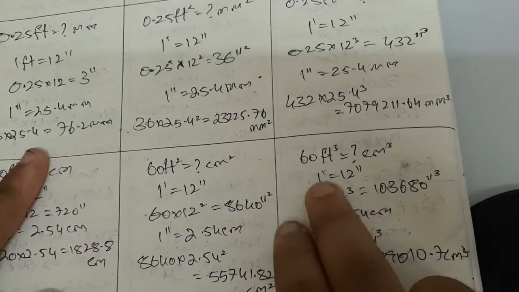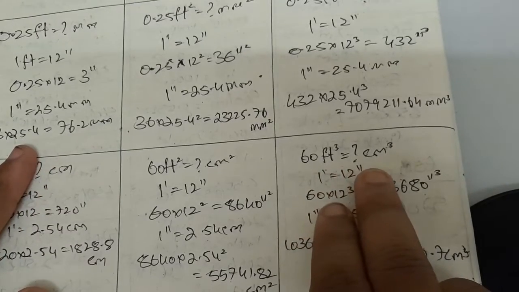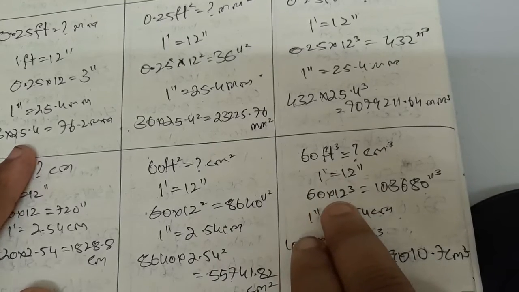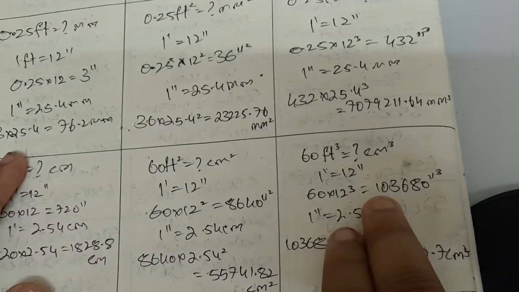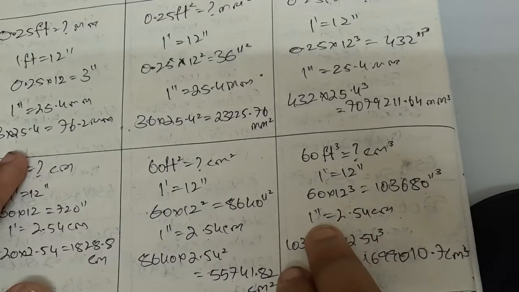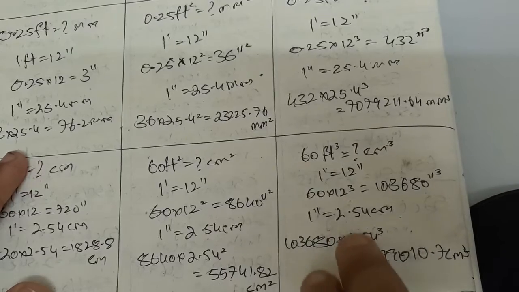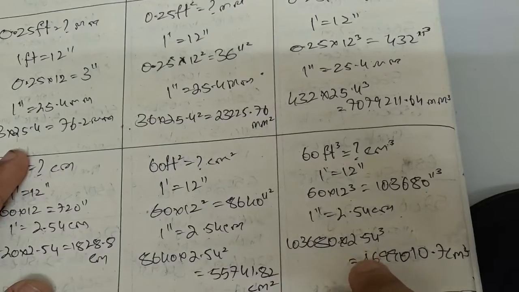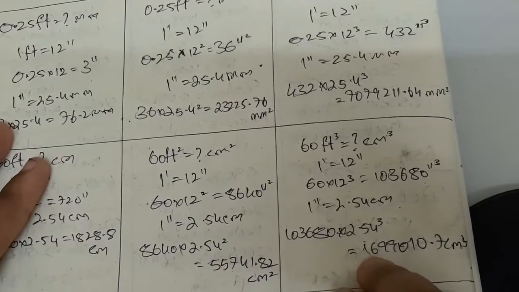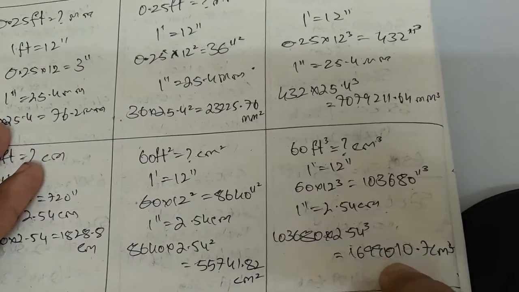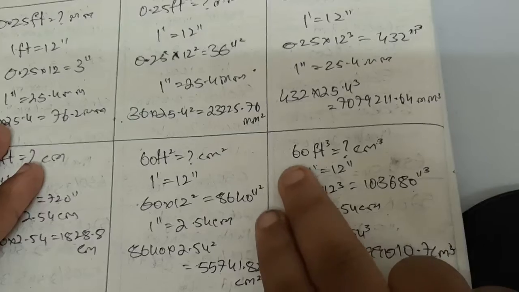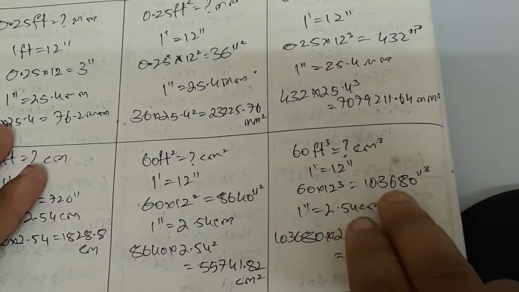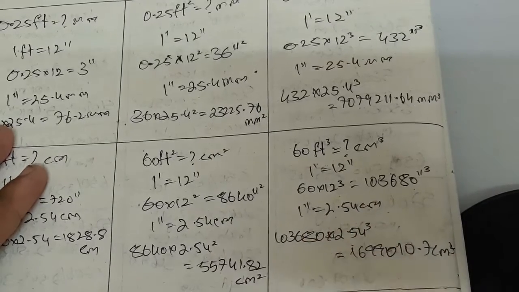Coming to our next dimension, we have 60 feet cube is equals to how many centimeter cube? Now since 1 feet is equals to 12 inches, we multiply 60 with 12 cube, which gives us 103680 inch cube. Now since 1 inch is equals to 2.54 centimeter, this gives us 103680 into 2.54 cube, which gives us 1699010.7 centimeter cube. This is how we are converting 60 feet cube into centimeter cube. We are first converting into inches. Now from the inches we are converting into centimeters.